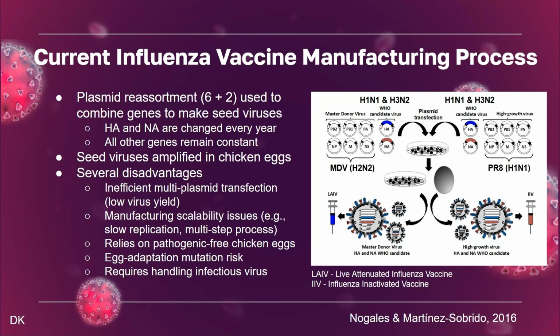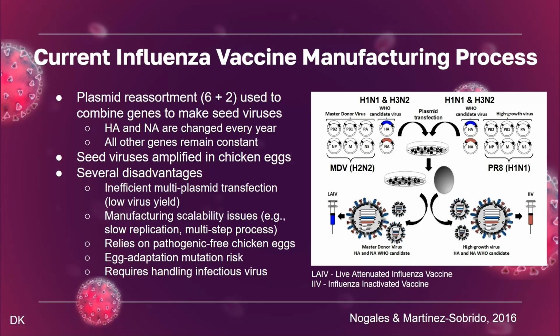Now, once the seed viruses are obtained, they're then amplified in embryonated chicken eggs. Now, there are several disadvantages of this approach. The primary one being that this multiplasmid transfection has a very low virus yield because not all the 8 plasmids will transfect every cell. In addition, there's manufacturing scalability issues, including, for example, slow replication process and a multi-step process which adds time into the manufacturing.